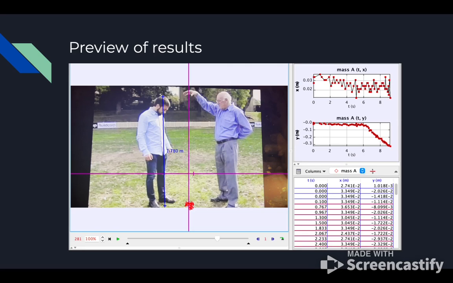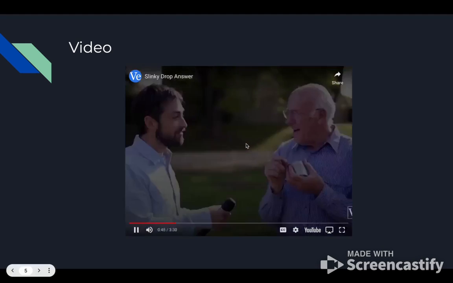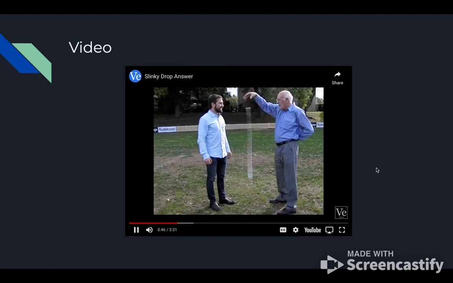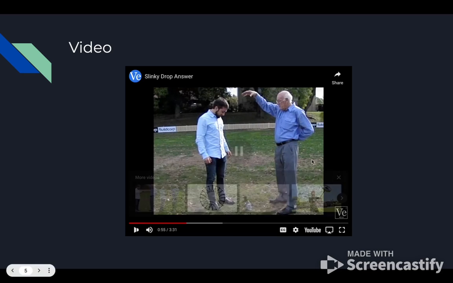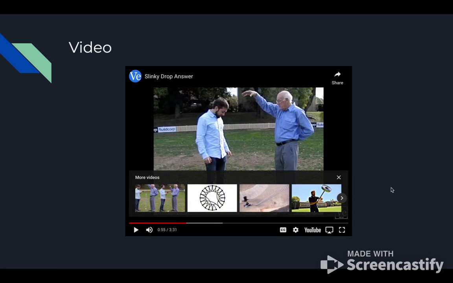As you see over here, we have the graph of the slinky's motion plotted on a y versus time graph. And here's the video we have. You can see the slinky falling and as it hits the ground. I put this video into Tracker and tracked the motion as shown in the slide beforehand.